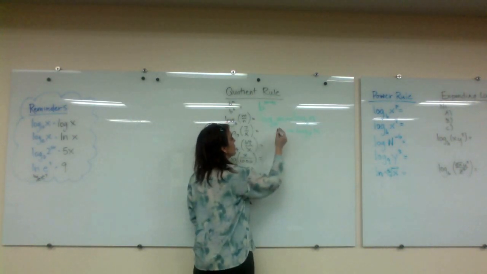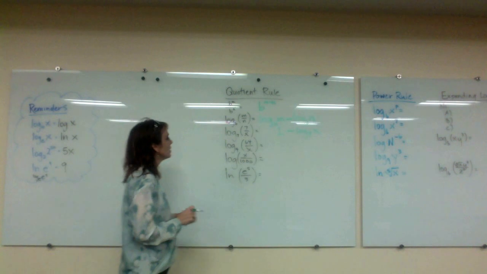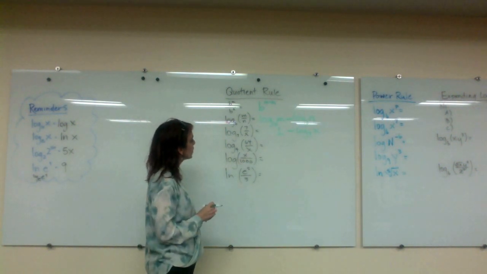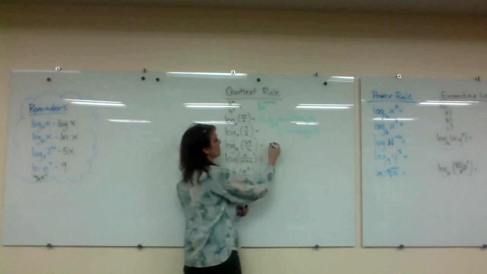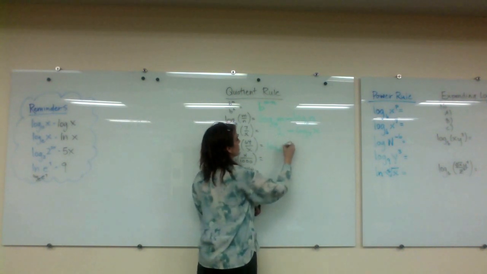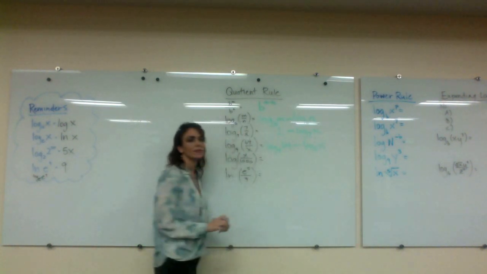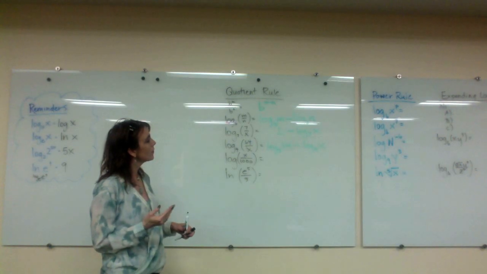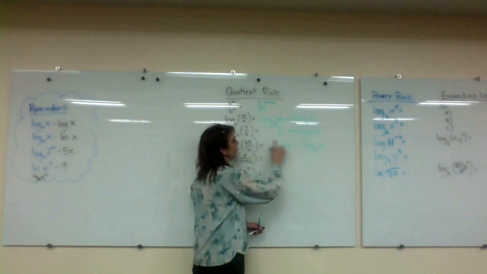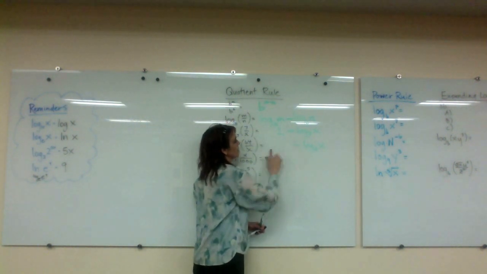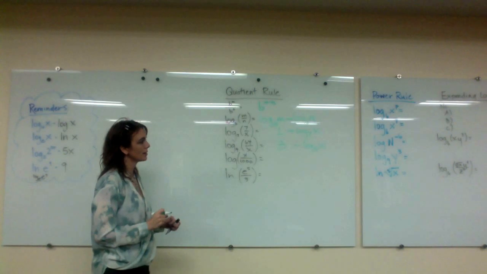Log base 7 of 7 transforms into 1, so that's 1 minus log base 7 of x. All right, let's look at this one. Log base 4 of 64 divided by x. Break it into the two pieces, the division. Here is log base 4 of 64 minus log base 4 of x. Okay, now I think that 64 can be written as a power of 4. And what power of 4 is 64? That would be 3. So this whole thing can transform into 3 minus log base 4 of x.